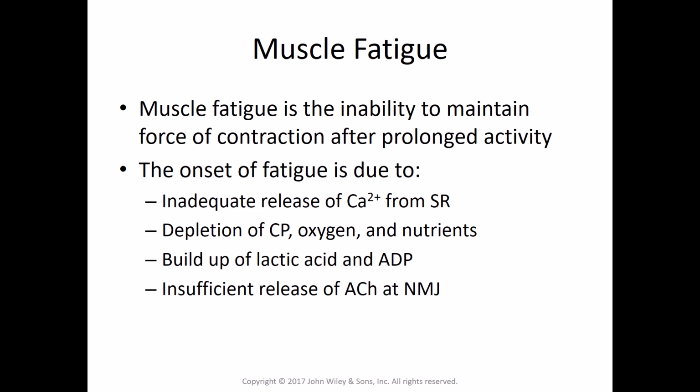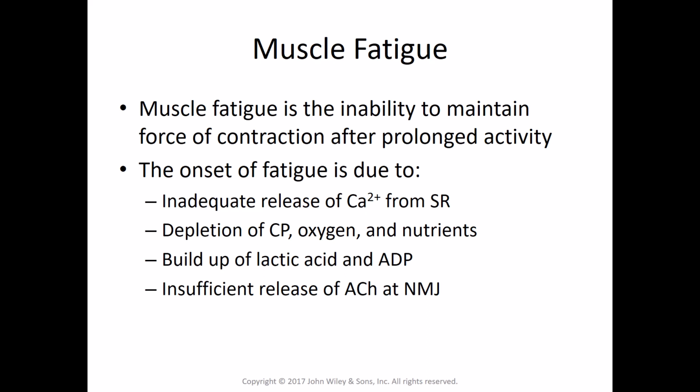There are several reasons that we get muscle fatigue. One of those is you are not releasing calcium adequately from the sarcoplasmic reticulum. We know that is necessary because calcium binds to troponin to allow tropomyosin to roll away from the active sites on actin. So if we don't have calcium release from the sarcoplasmic reticulum, we can't continue contraction. We deplete our energy source. We deplete our creatine phosphate, we deplete our oxygen, and we deplete our nutrients. So as we run out of things, we're clearly experiencing muscle fatigue.